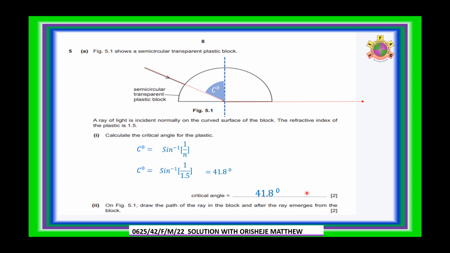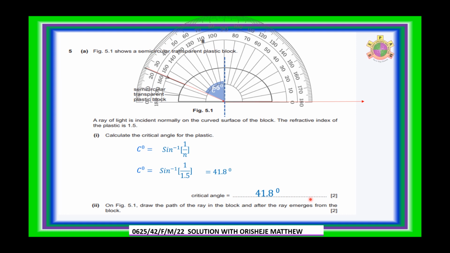So let's see. If you look at this, what is the angle of incidence? Approximately 66 degrees. So you measure from the normal, 66 degrees, which is higher than the critical angle. So the ray will not pass through this part. It's going to be total internal reflection.